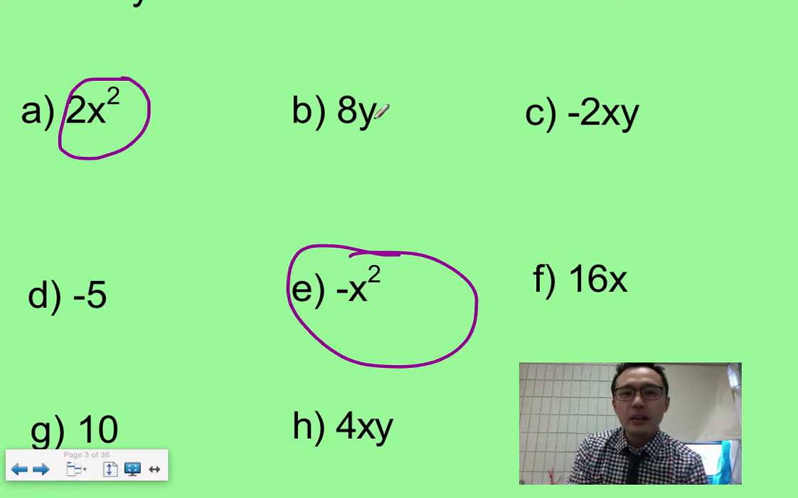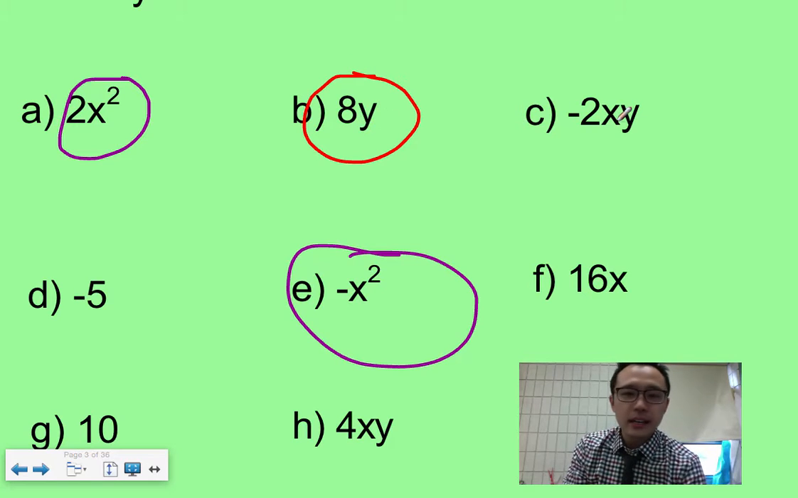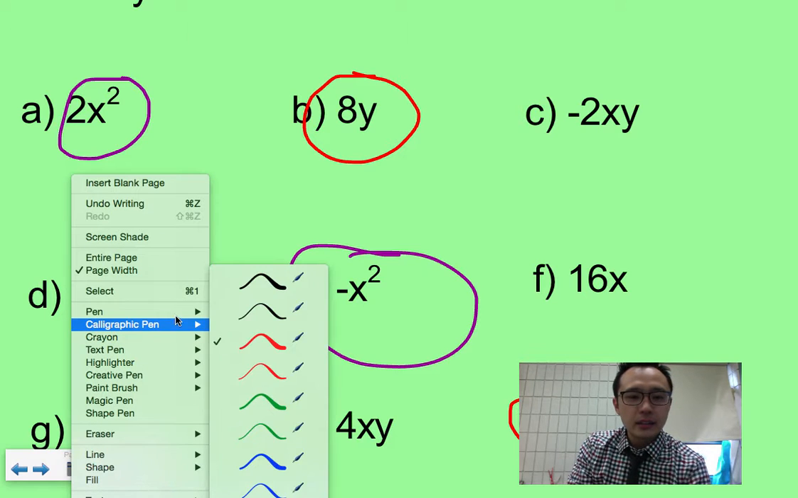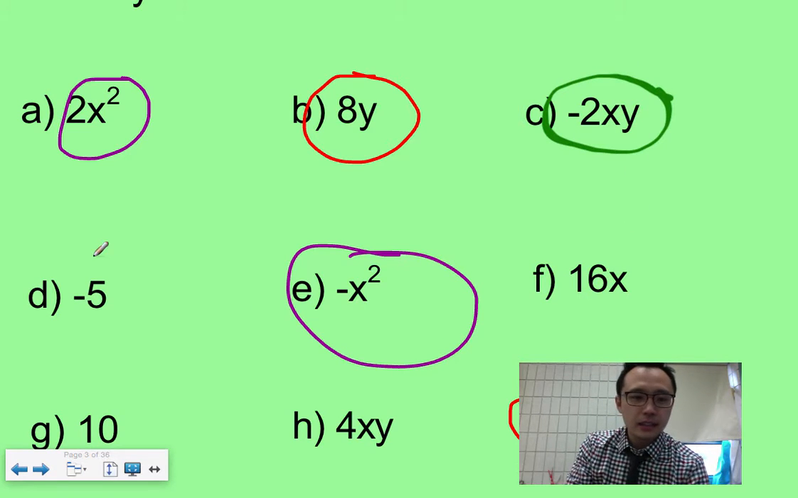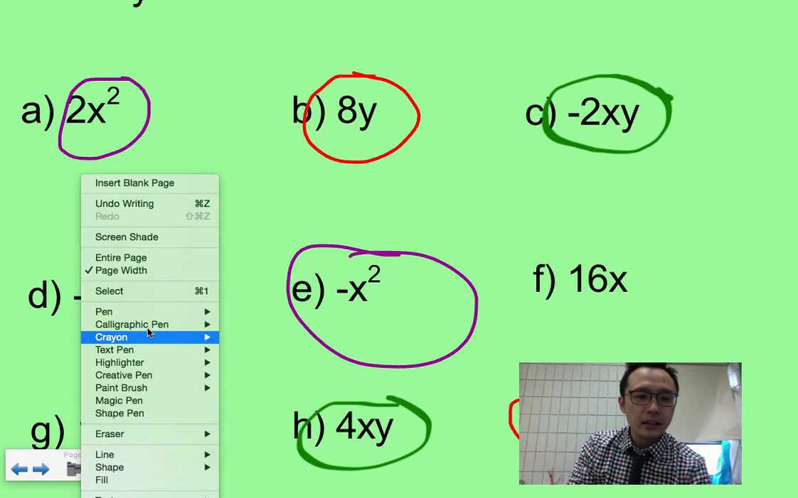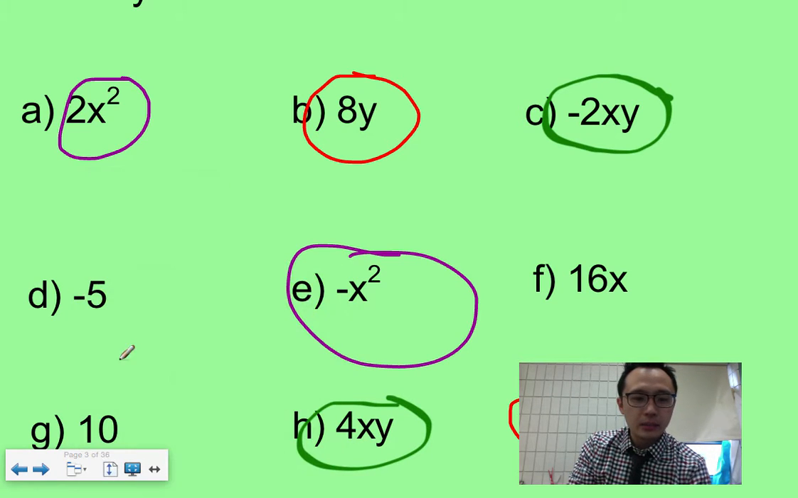What's another one? Let's use a different color. 8y. So what I'm looking for is y to the power of 1. This one has x, y. This one has x. This one is not even a y. This one's a number. So the last one is this one. They're both y's, like terms. Next one, let's use a different color. Let's try green. xy, so we're going to look for xy. This one is only x. This one is a number. So there you go. And lastly, the last one, we can use a blue one.